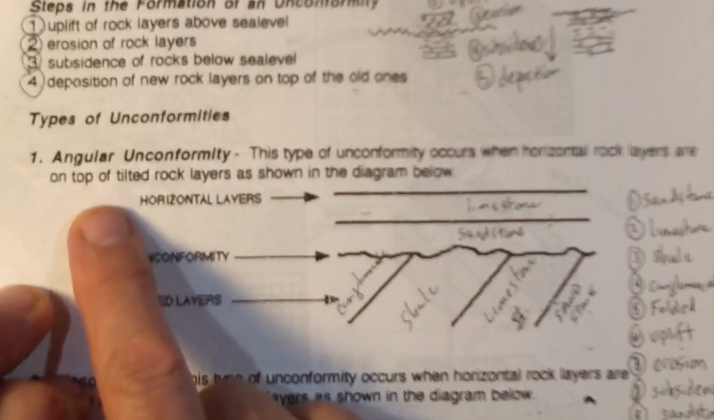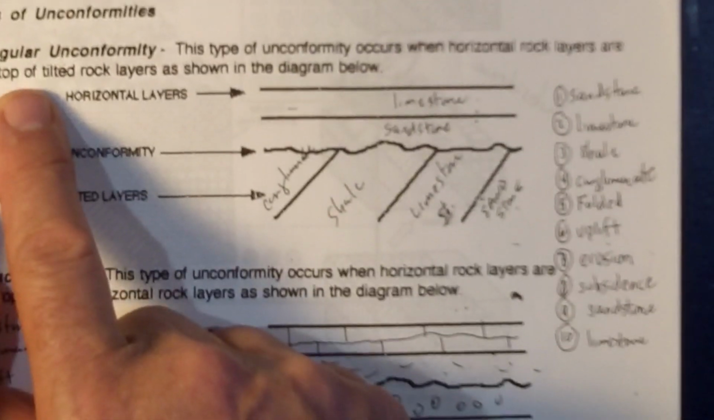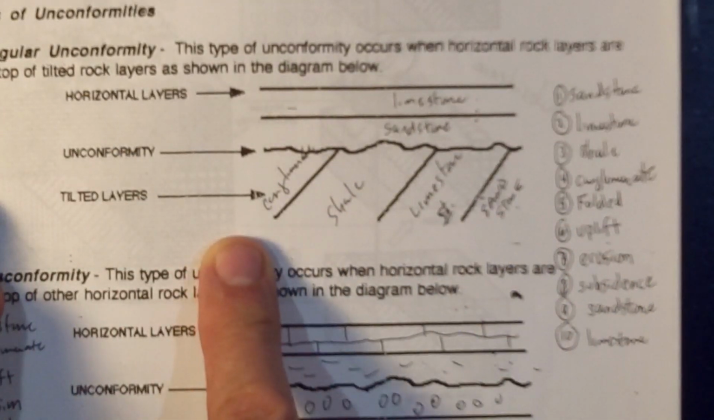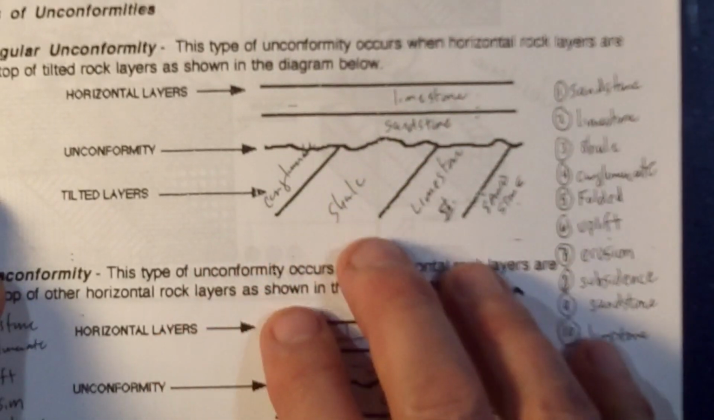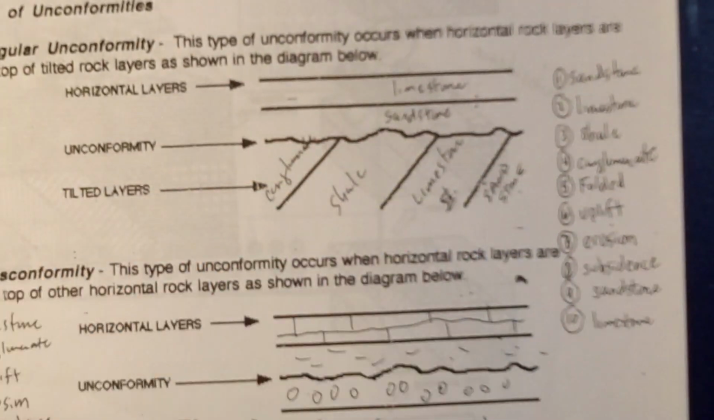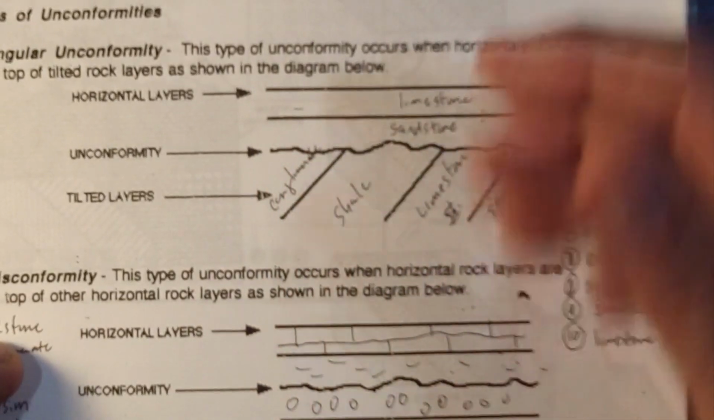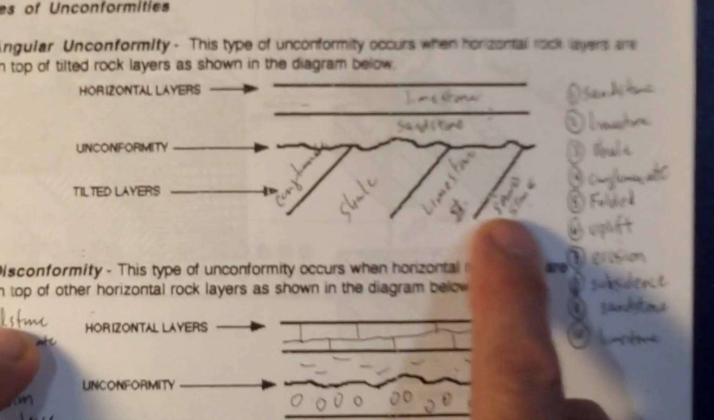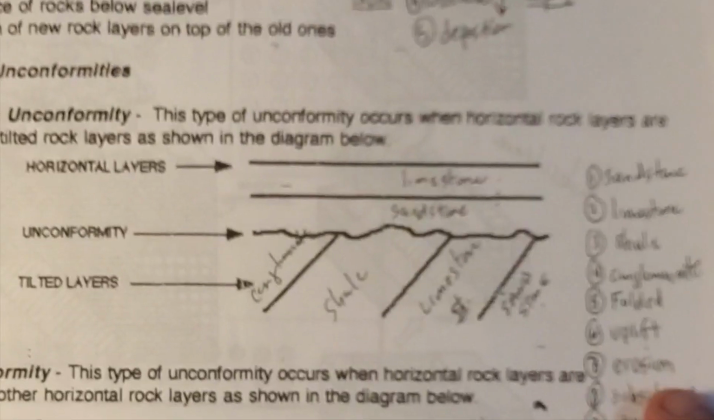One type is called an angular unconformity. In an angular unconformity, what we're going to see is that layers were deposited horizontally, and then uplift occurred. It caused those layers to become tilted. Once that was exposed to the atmosphere, we got our erosion, then the area subsided, and we have new deposition on top of it. So I just named some of the layers in here. You can see them like this. And here's how the story would go for this.